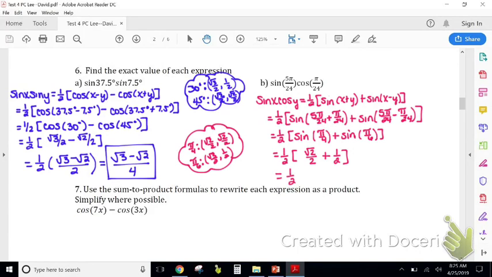And so we have 1/2 times square root of 2 plus 1 all over 2, which gives us square root of 2 plus 1 all over 4 for the exact value.